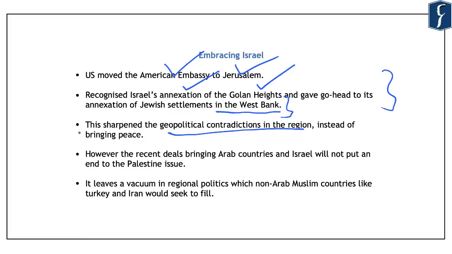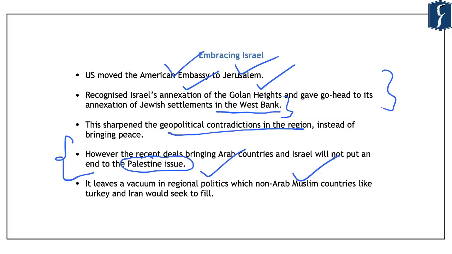So in this regard, the author says that even though America is claiming its victory by signing the deals between Arab countries and Israel, it will not put an end to the Palestinian issue that is going on between Israel and Palestine. Further, by bringing peace between the Arab countries and Israel, the United States of America is leaving a vacuum in the regional politics, and this will be exploited or filled by the non-Arab Muslim countries like Turkey and Iran. And they will now claim themselves to be the champions of the Palestinian cause, and this is further going to aggravate the conflict in the Middle Eastern region.